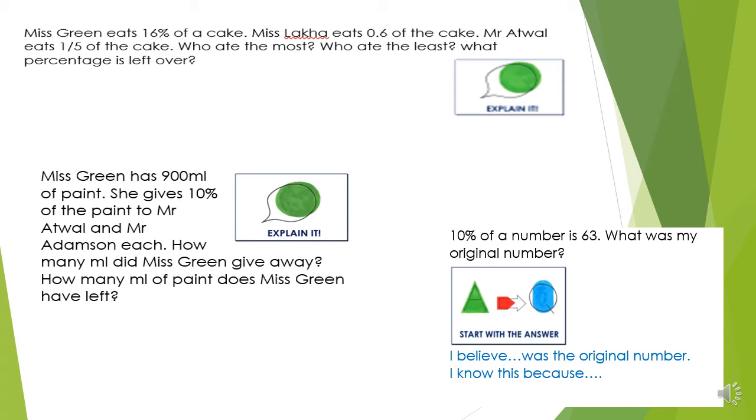The next question, Miss Green has 900 millilitres of paint. She gives 10% of the paint to Mr. Atwell and Mr. Adamson each. How many millilitres did Miss Green give away, and how many does she have left? Again, you'll need to work it out and explain. Then you have a start with the answer. 10% of a number is 63. What was my original number? So when we have a start with the answer, remember we're going to have to work backwards. And again, you've got a stem there to help you.